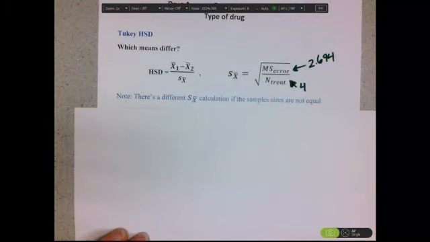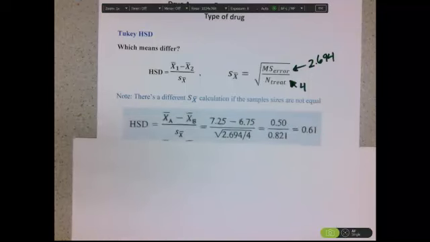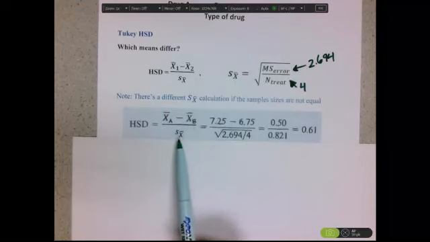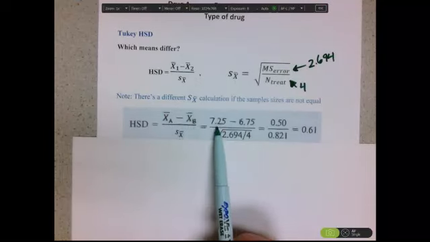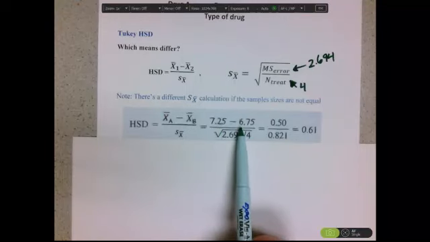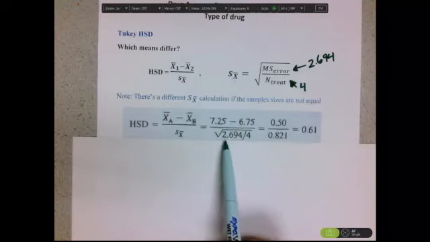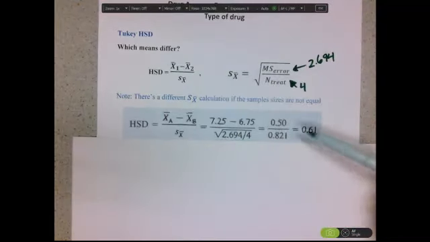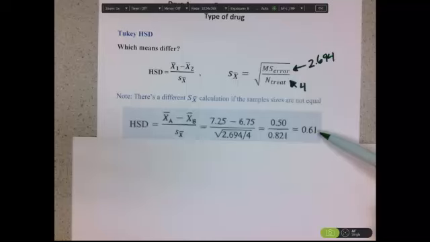So we're going to be doing this for each set of pairs. We're going to compare drug A and drug B. So we have drug A mean minus drug B mean, and then the standard error. So it's 7.25, which is our mean for drug A, minus 6.75, which is the mean for drug B, divided by the numbers that we have up here, which gives us a value of 0.61.